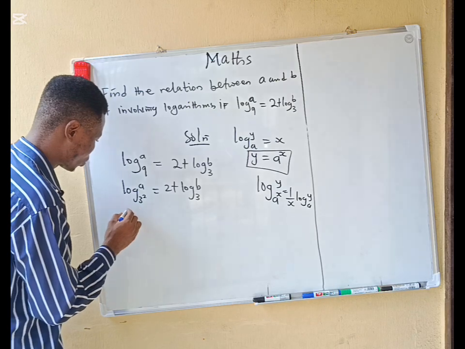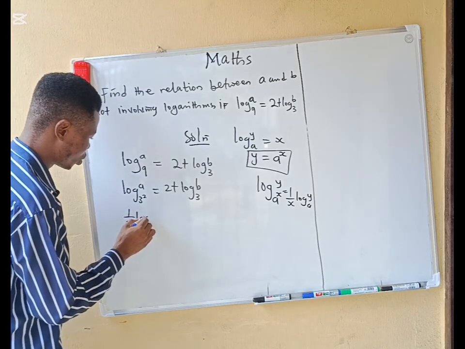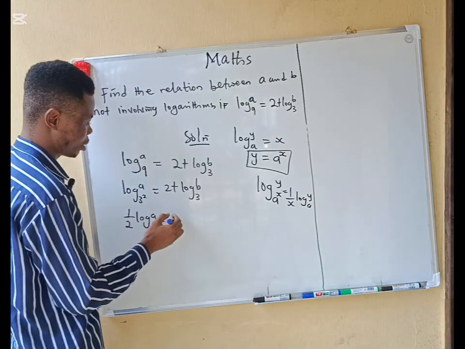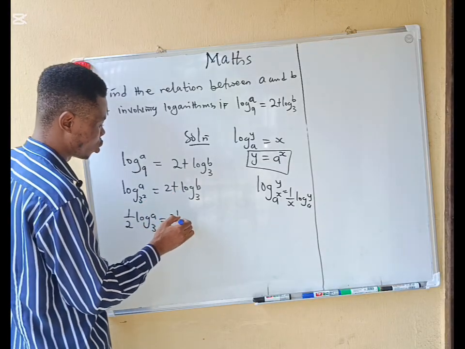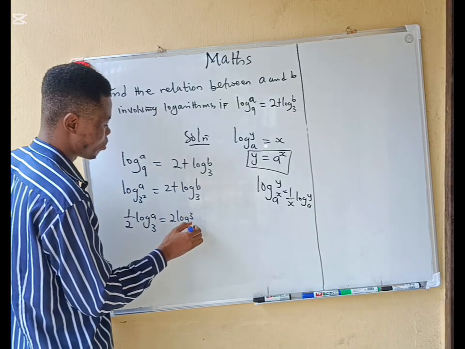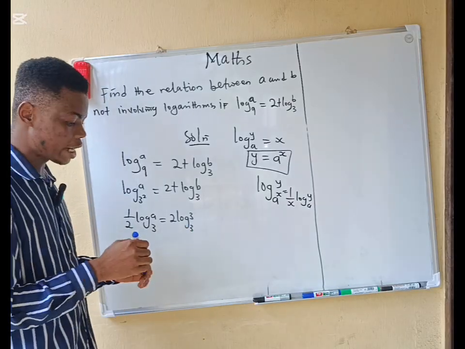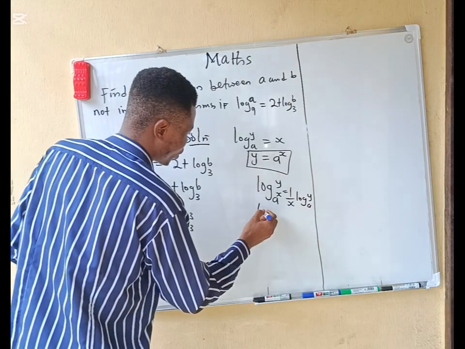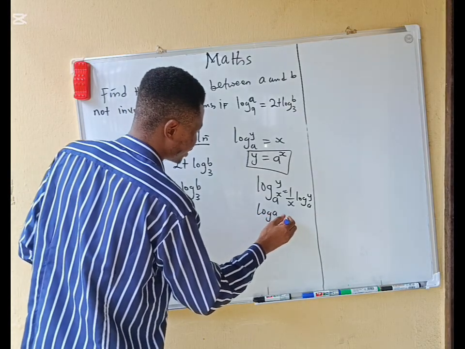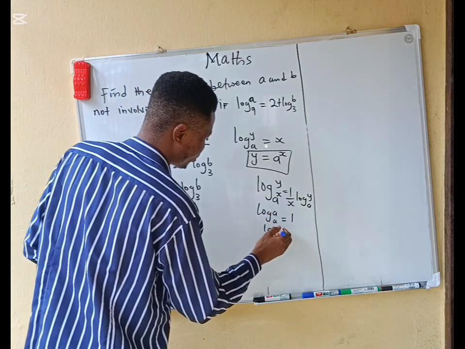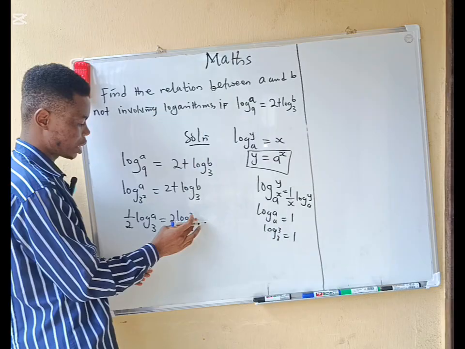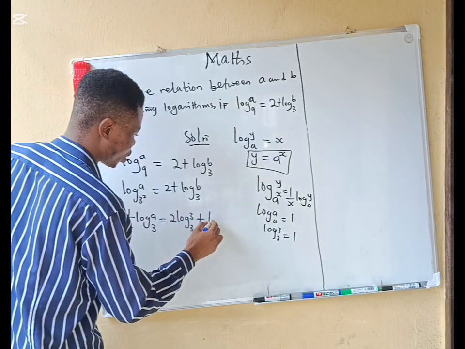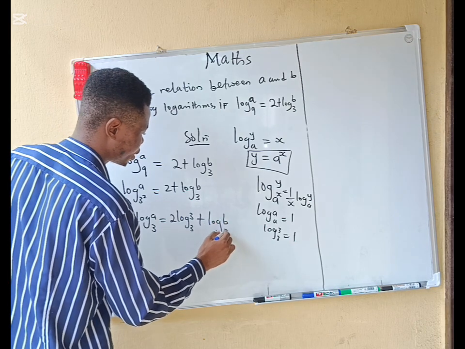So you're going to have 1 over 2 log a base 3 equals to, remember that here I can write this as 2 log 3 base 3, because the logarithm to its own base is always equal to 1. For example, you have log a base a, the answer is 1. Log 3 base 3, the answer is 1. It means that what I have written here is the same thing as saying 2. So plus log b base 3.